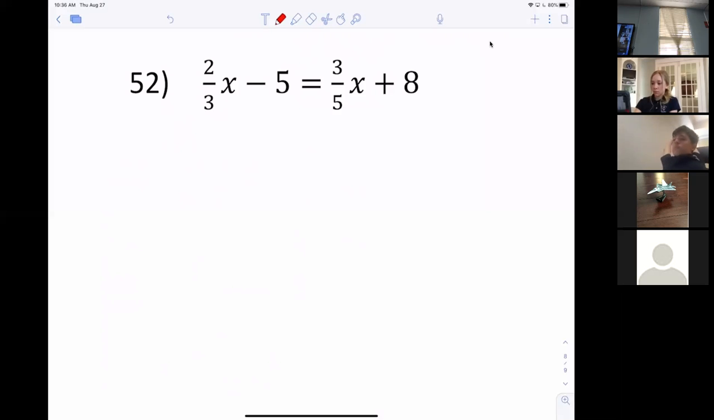Already had a couple people multiplying by the reciprocal straight off the bat. You're not multiplying by the reciprocal first. You have to combine the fractions first. No reciprocals first. No, no, no.